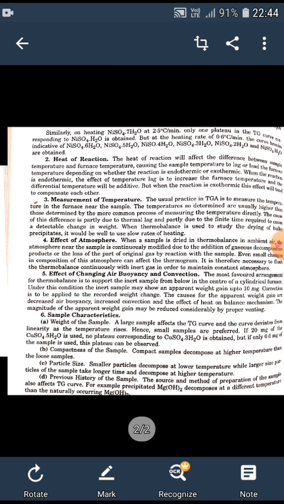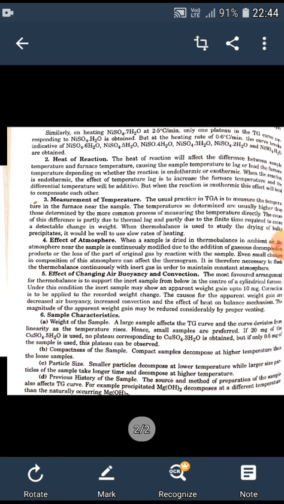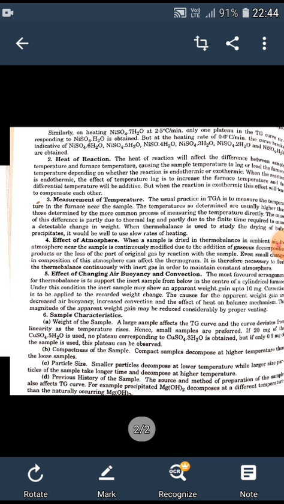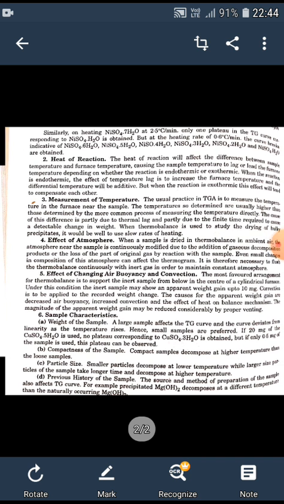Compact samples decompose at higher temperatures than the loose sample. Smaller particles decompose at lower temperature, while larger size particles take longer time and decompose at higher temperature. The source and method of preparation of the sample also affects thermogravimetric analysis curve. For example, precipitated magnesium hydroxide decomposes at a different temperature than the naturally occurring magnesium hydroxide.